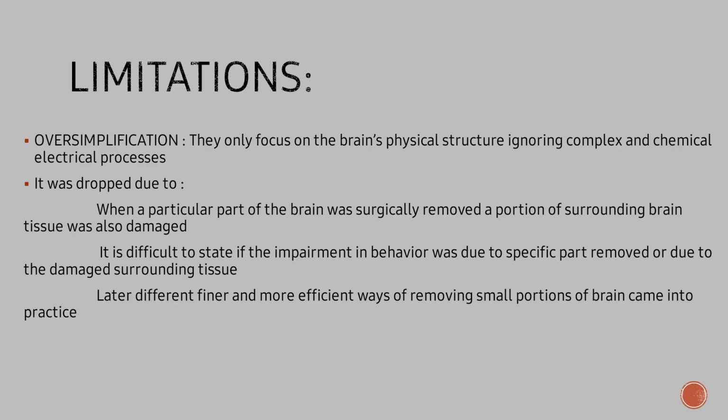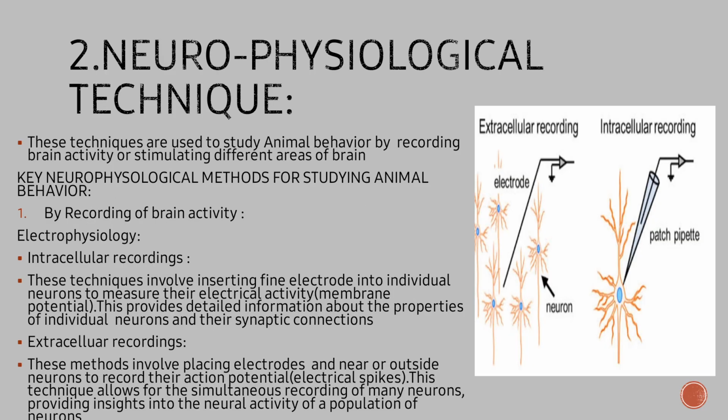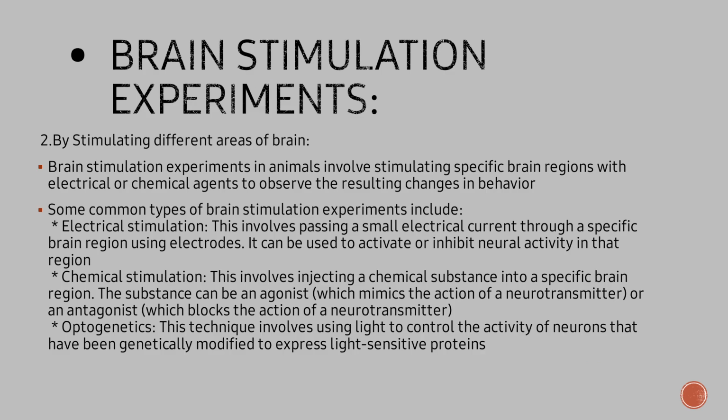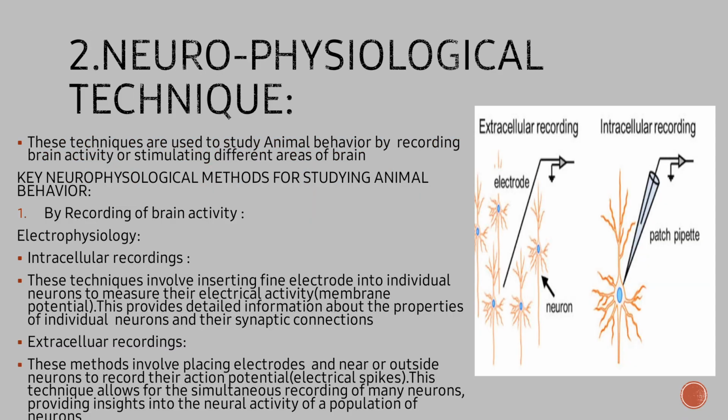Next, here I have mentioned the limitations of the neuroanatomical techniques. Next are neurophysiological techniques. These techniques are used to study animal behavior by recording brain activity or stimulating different regions of the brain. There are two key neurophysiological methods. First is recording of brain activity, and second is brain stimulation, by stimulating different areas of the brain. The recording of brain activity is performed intracellularly and extracellularly.